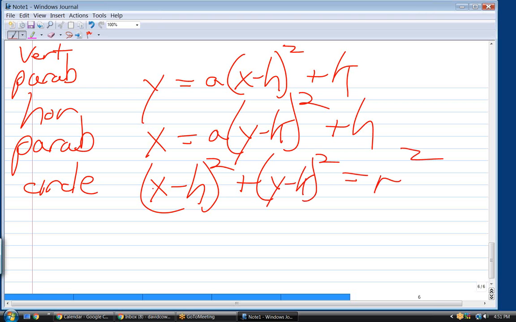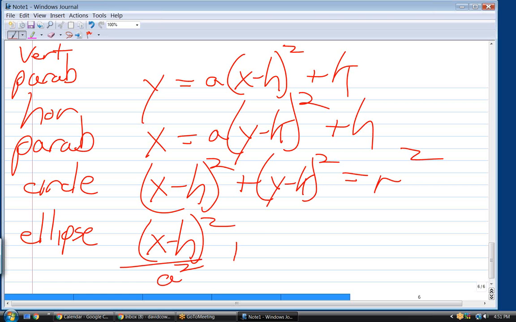Notice that the circle is going to have an x squared and a y squared to it. So if you get an equation in standard format and it only has a y and an x squared, you know it's a parabola. If it only has a y squared and an x, you know it's a parabola. But if it has an x squared and a y squared, it's a circle. And an ellipse is very, very similar to a circle, only it's got that.